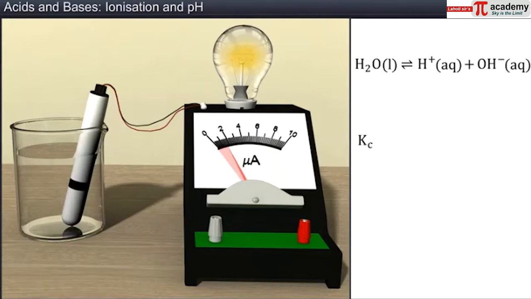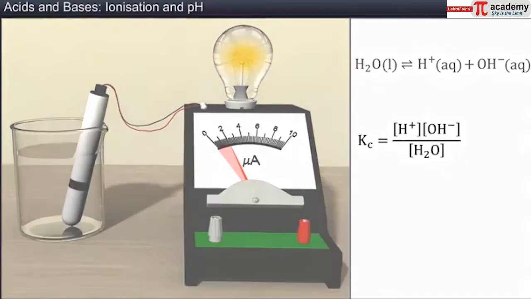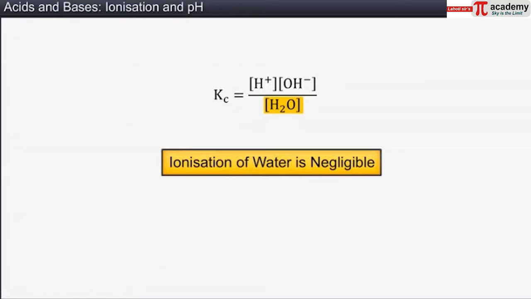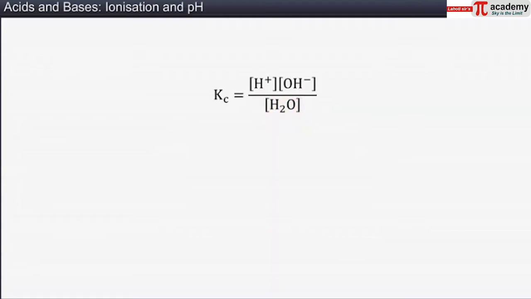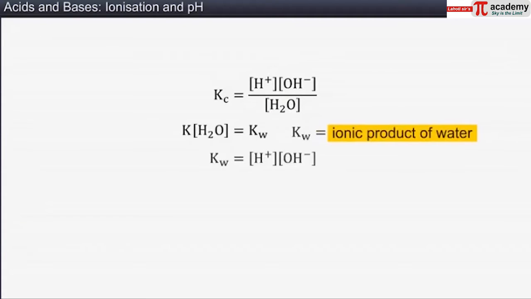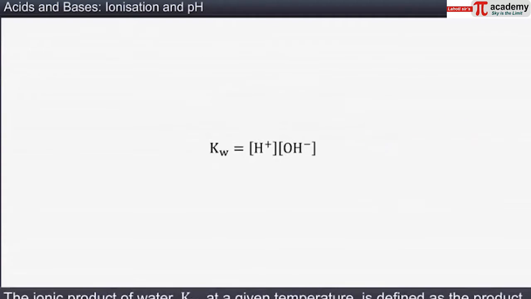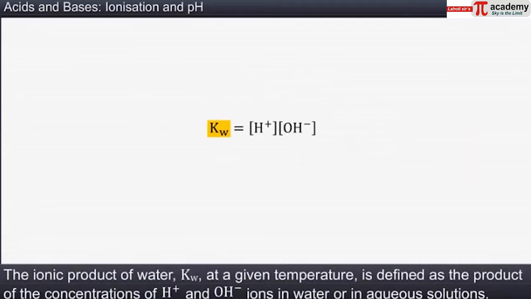The equilibrium constant Kc for this equilibrium can be written as Kc is equal to the product of the concentration of H+ ions and the concentration of OH- ions divided by the concentration of H2O. Since the ionization of water is negligible, the concentration of water can be taken as constant. Thus, the concentration of H2O can be incorporated in the value of Kc to give a new constant, Kw, called the ionic product of water. The ionic product of water, Kw, at a given temperature, is defined as the product of the concentrations of the H+ and OH- ions in water or in aqueous solutions.